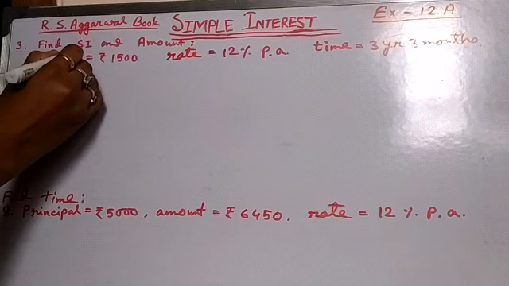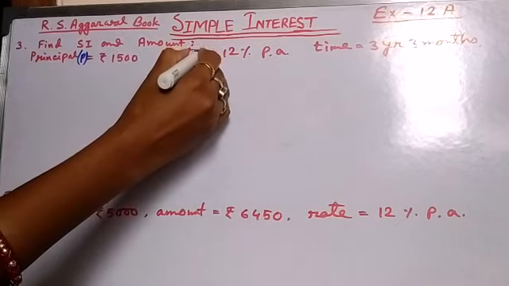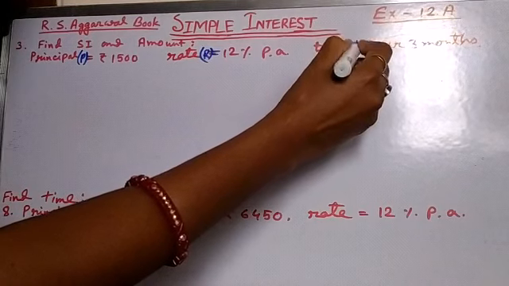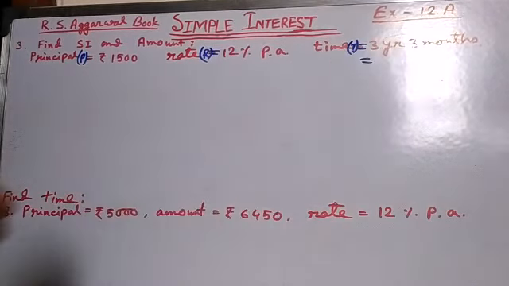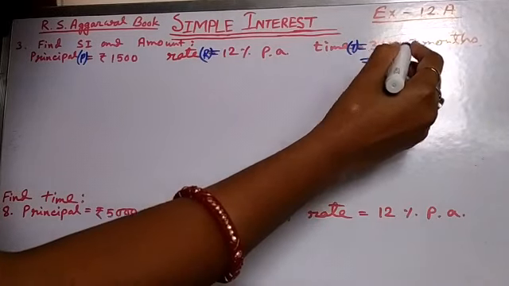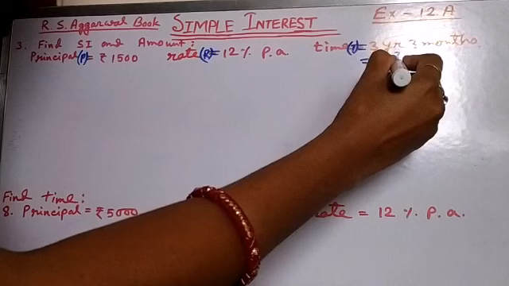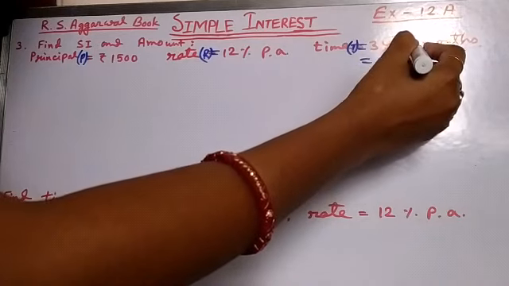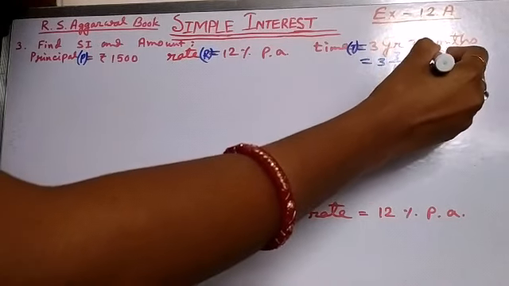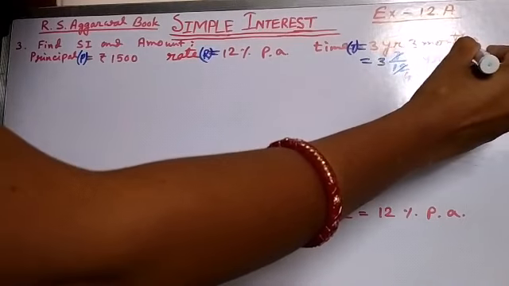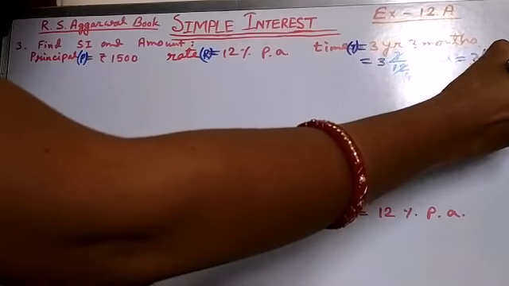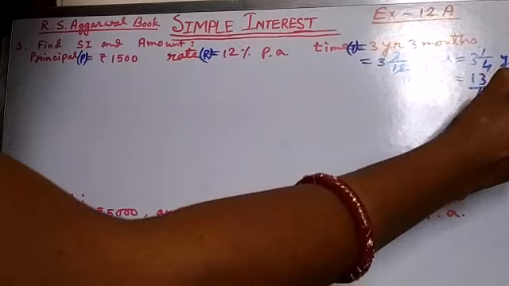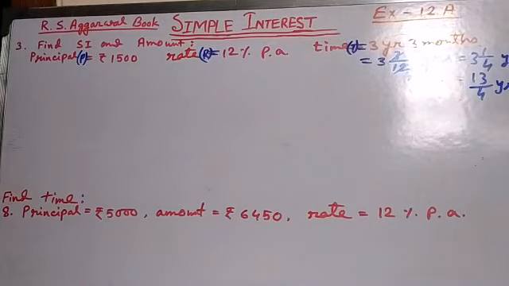So principal, that means P, rate of interest, that means R, time, that means T. This time will be calculated, that will be transferred into year, 3 years, 3 whole of 3 by 12. This is 3 months, that means 3 by 12 years. So 3 whole of 1 by 4 year, that means 13 by 4 year.